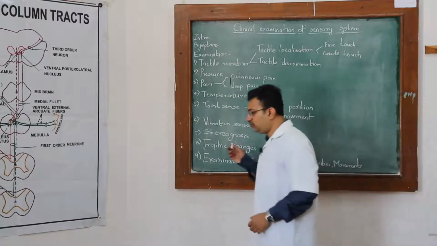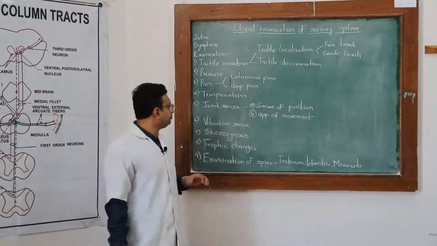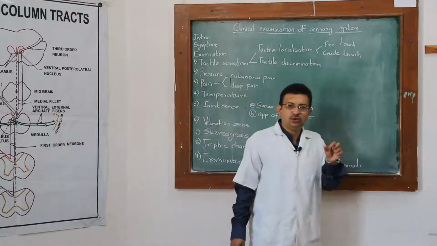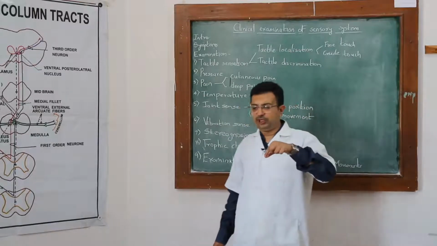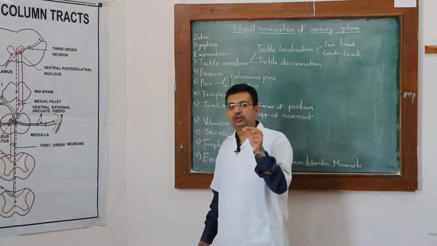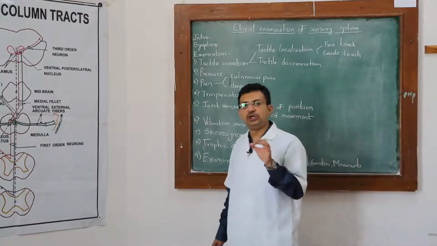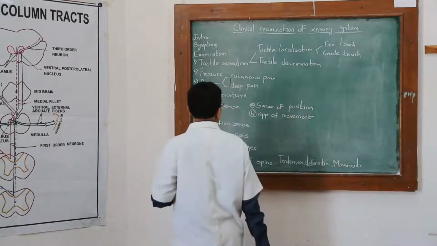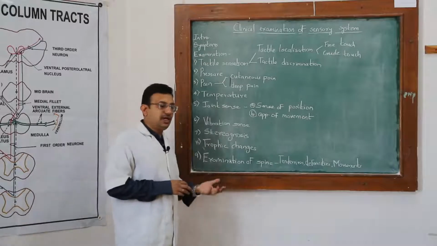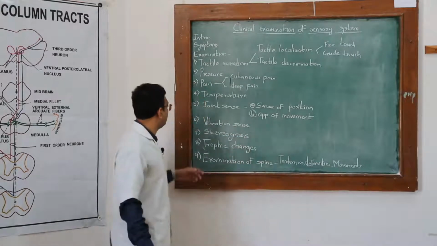Then appreciation of movement and sense of position are ideally checked together. For appreciation of movement, we can hold the great toe at the metatarsophalangeal joint and move it downward or upward, and then ask the subject whether it is upward or downward. This is appreciation of movement. We can also ask about the direction, when we are going upwards or when we are going downwards.